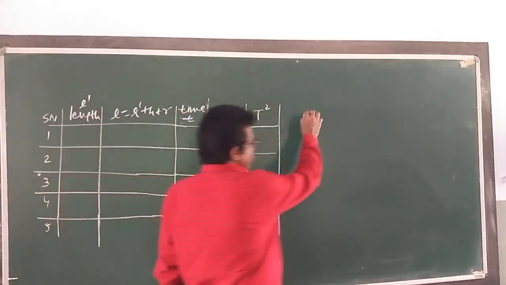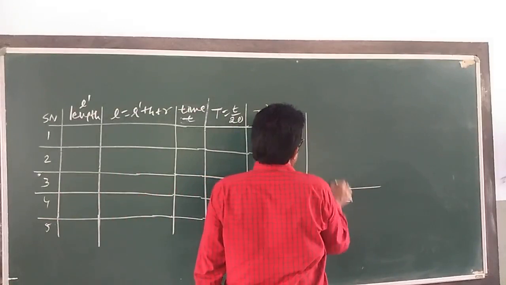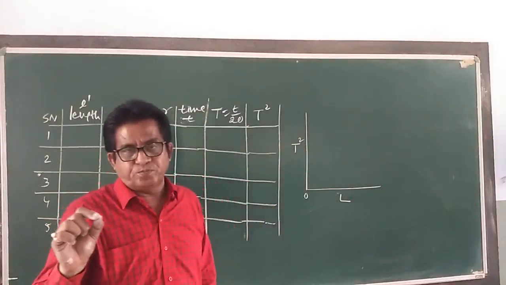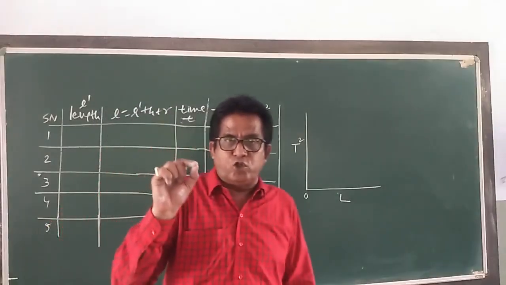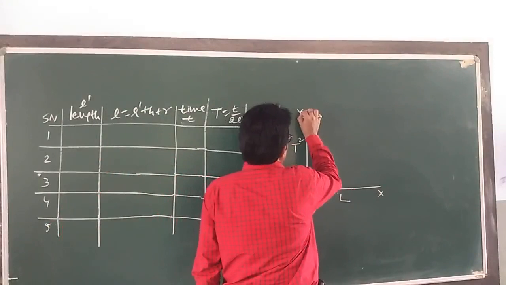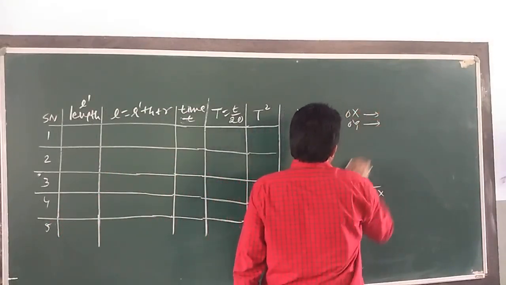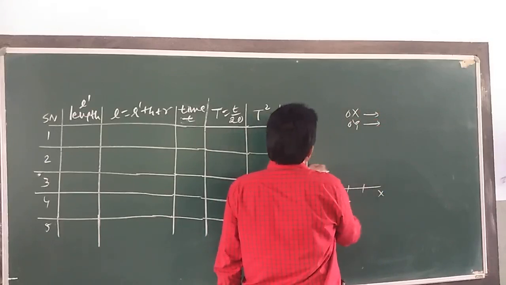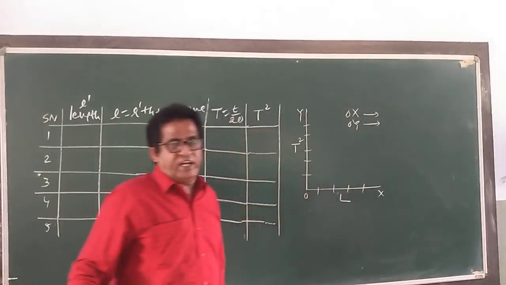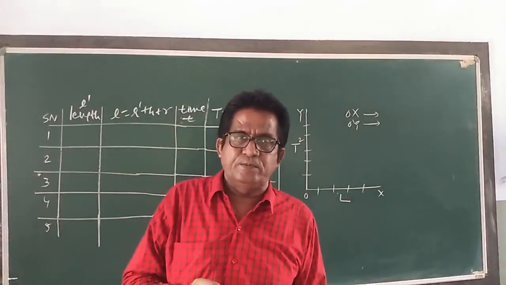Then you have to draw a graph between L and T square. This is the length. Before drawing the graph, you have to choose a scale along the x-axis and the y-axis. So this is OX and OY. Make a scale. Then draw the graph. Is that clear? If you have any kind of problem drawing the graph, then you may ask.